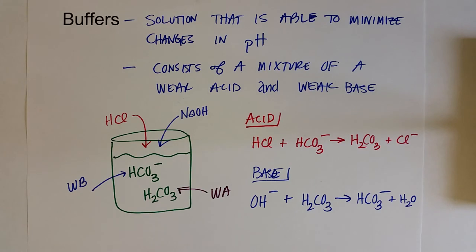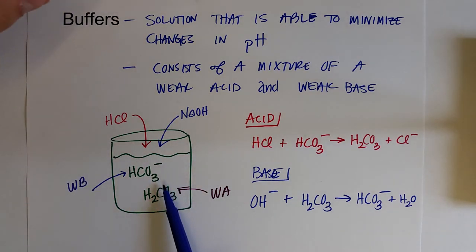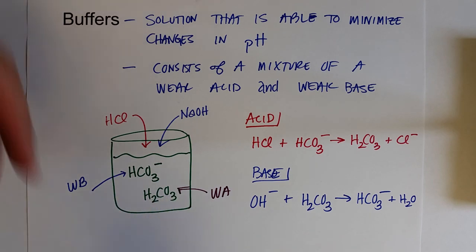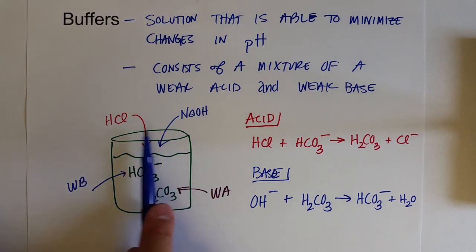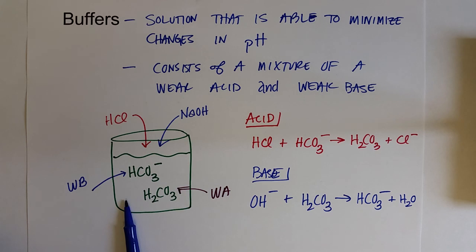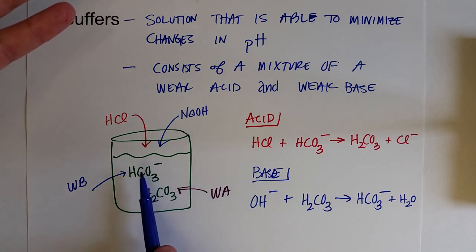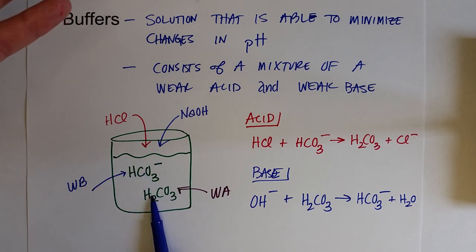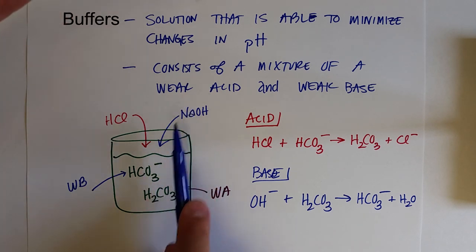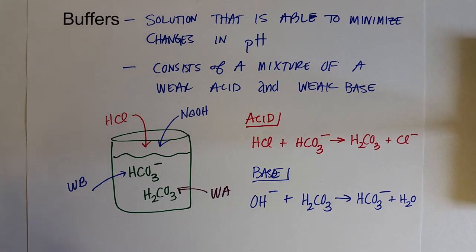So that's the mechanism by which buffers can minimize changes in pH, because they consist of a mixture of both a weak acid and a weak base. If acids or bases are added to the solution, the pH change is minimized by the fact that there's an acid to neutralize any added base or a base to neutralize any added acid.